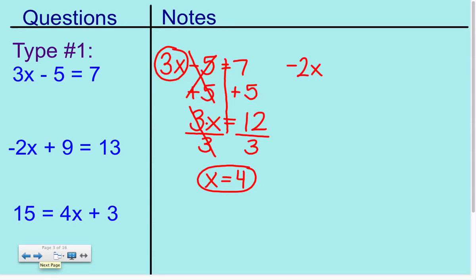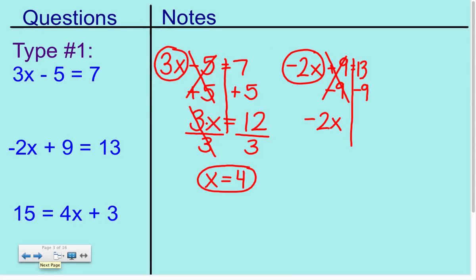-2x plus 9 equals 13. Draw my train tracks. My couple, I'm going to look for the variable. There's the variable x. It's touching -2, so that is my couple. I need to get rid of my third wheel, which is next to my couple, so the +9. The opposite of +9 is -9. 9 and -9 make 0. So I'm left with -2x on the left. 13 minus 9 is 4.